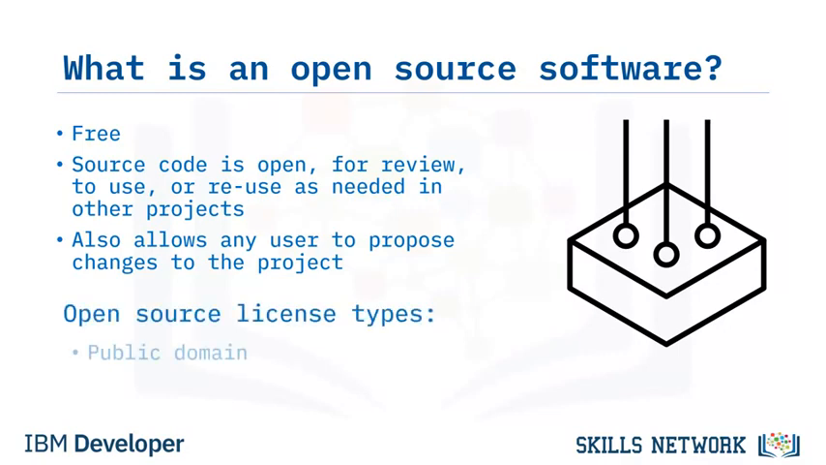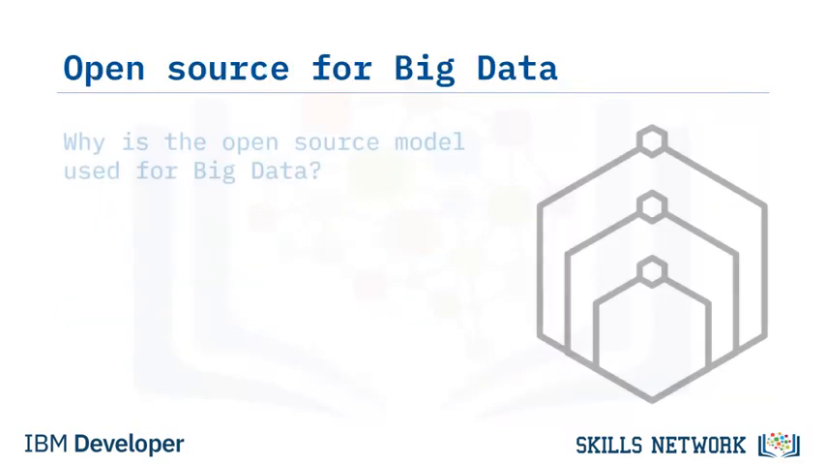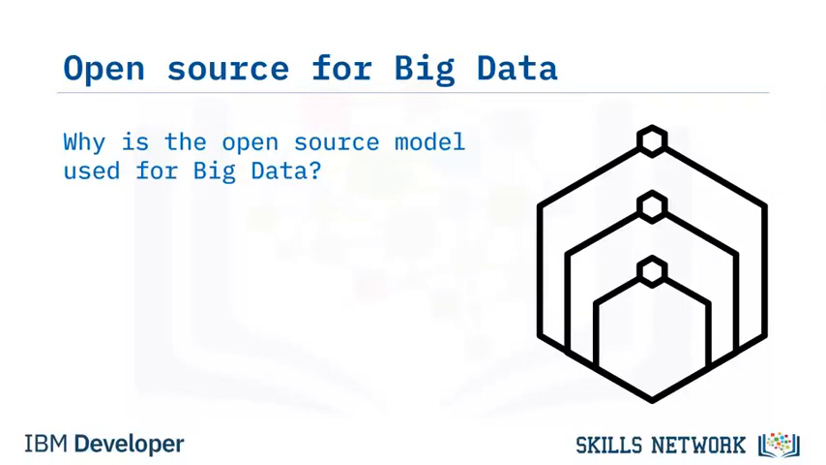It's important to note that not all open source software is the same. The type of license associated with the software prescribes how you can use it. Before using any open source software, it is important to check the type of license it's available under and to understand the permissions available under the specific license type. Accordingly, we need to ask, why is the open source model used for big data?